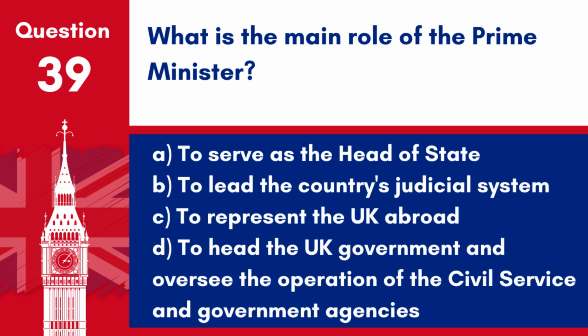Question 39. What is the main role of the Prime Minister? A. To serve as the head of state. B. To lead the country's judicial system. C. To represent the UK abroad. D. To head the UK government and oversee the operation of the civil service and government agencies.